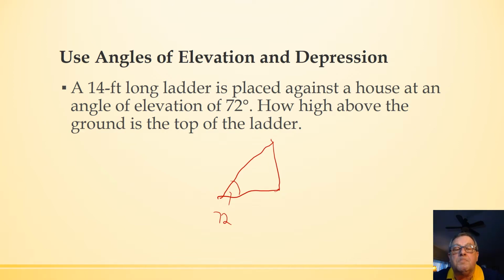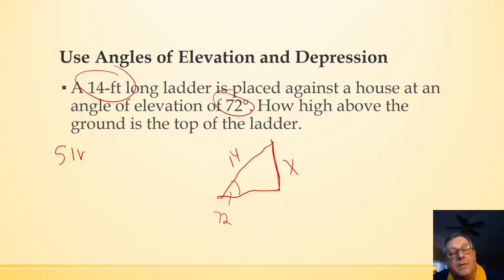All right, so we know that this ladder is 14 feet. That's what it told us right there. We've got the angle of elevation here. So how high above the ground is the ladder? So we want to know, what is this measure right here? Let's call that x. And so again, let's think in terms of trigonometric functions, SOHCAHTOA. So the sine of 72, opposite over hypotenuse, well, that would be x over 14.